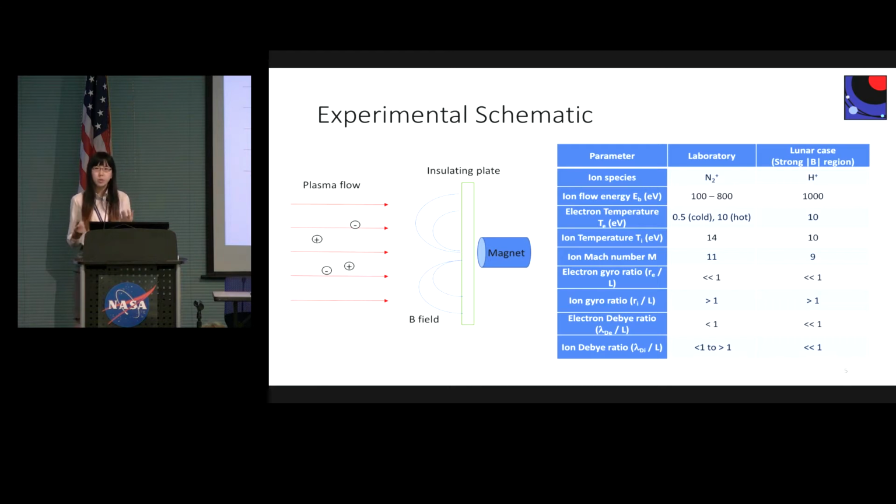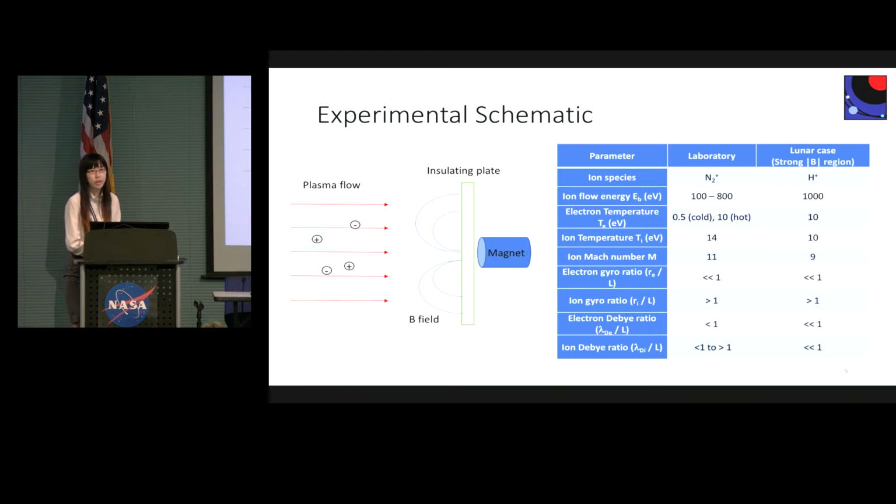Here is a simple experimental schematic that we use to investigate LMAs in the lab. The plasma comes in from the left, and it's incident on an insulating plate, and we place a simple dipole magnet right behind that insulating surface.